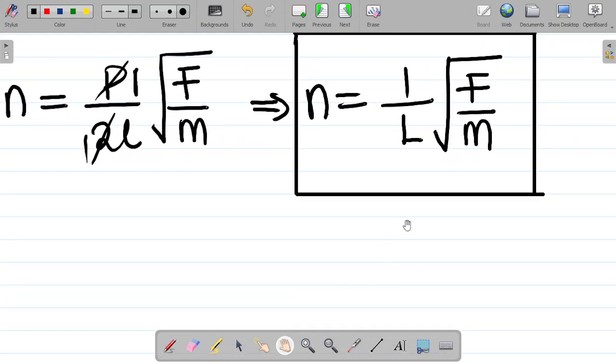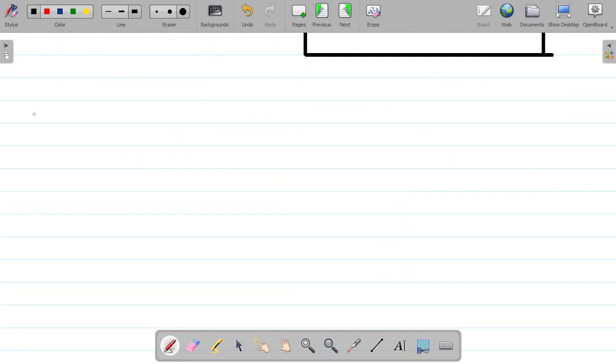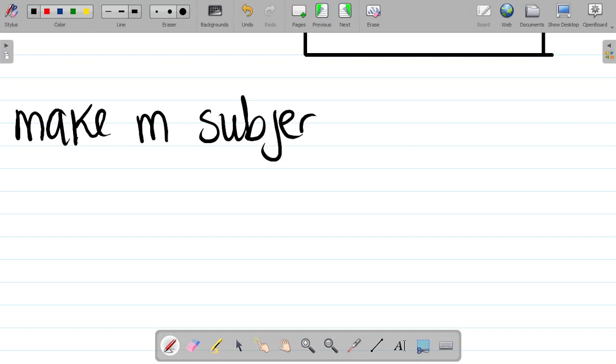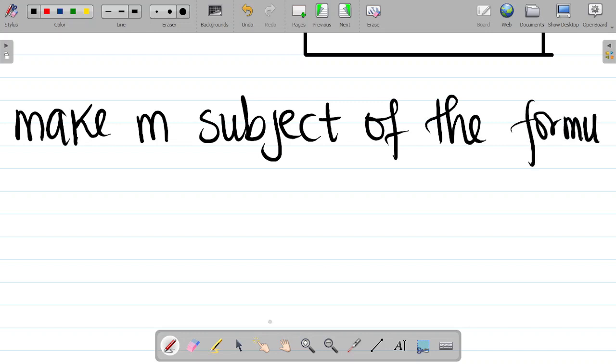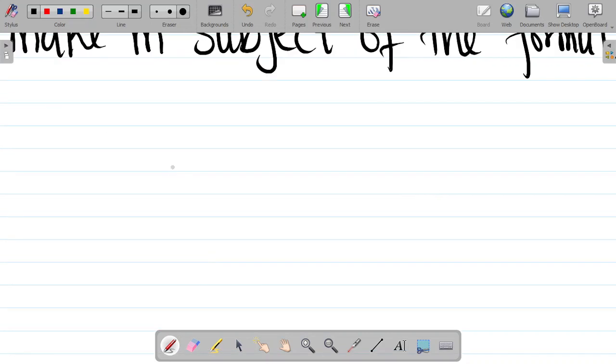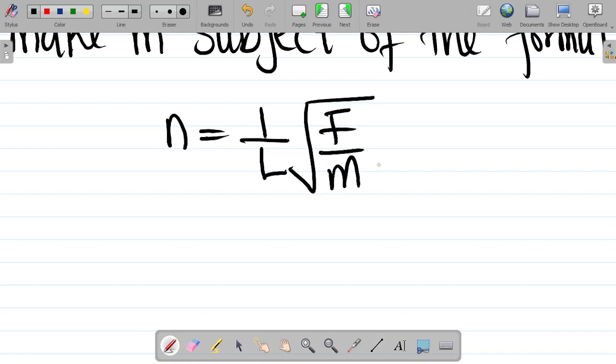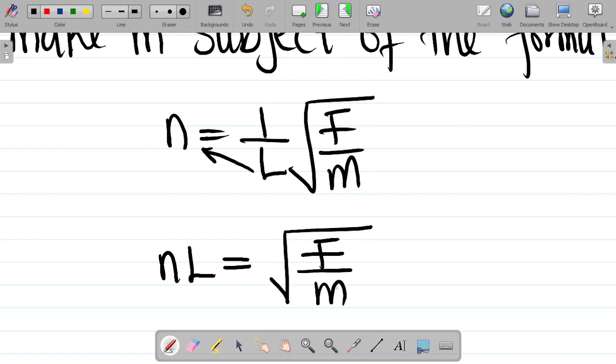At this point now, we want to make m the subject of the formula. So what's my equation again? I have that n is equal to 1 all over L square root of F over M. You want to make M the subject of the formula. Our first task would be you have to move L here. It's mathematically correct. If L goes up there, you now have something that looks like NL equal to square root of F over M. This is correct, because this is 1 over L.